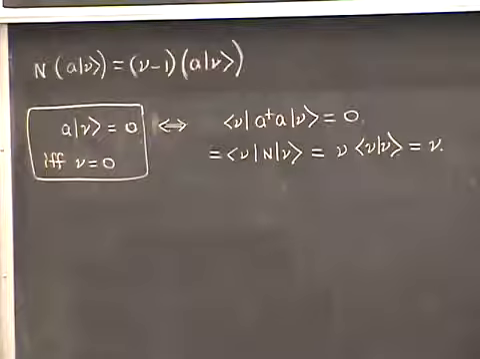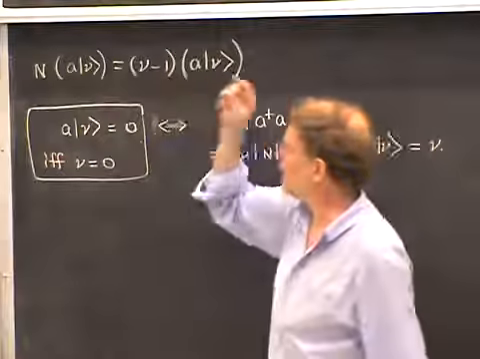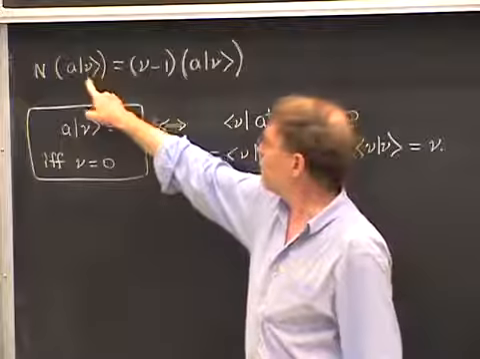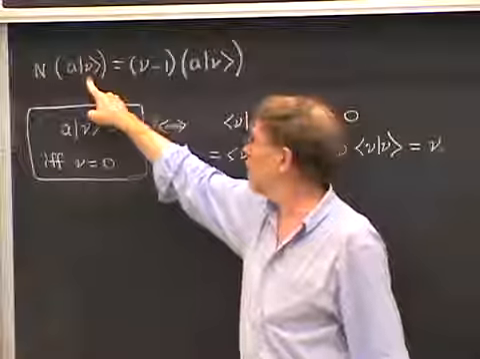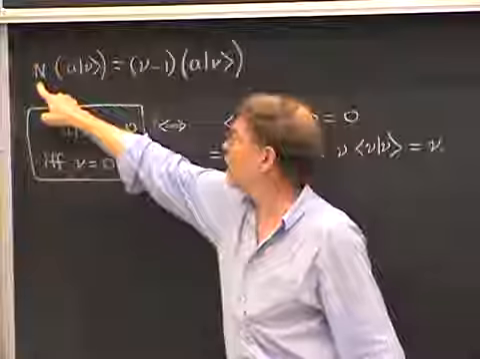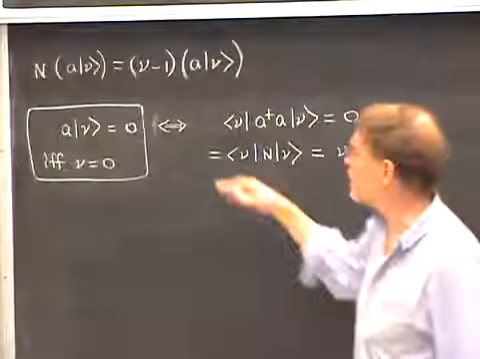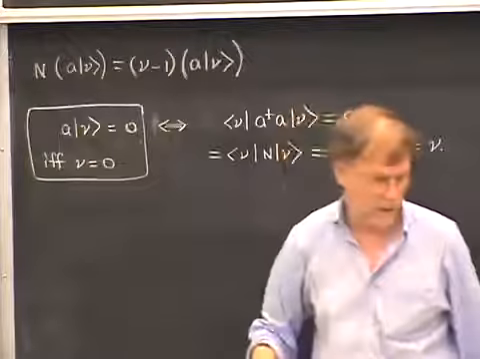So to go back to the formula at the top of the board, we'll say it again in light of the new information. If nu is not equal to 0, then A nu is an eigenstate of n with eigenvalue nu minus 1. If nu is equal to 0, this equation just says 0 equals 0 and doesn't say anything.